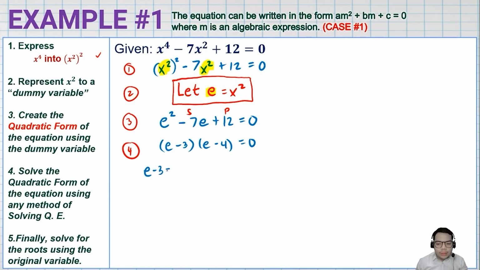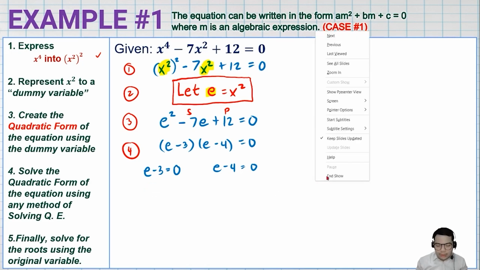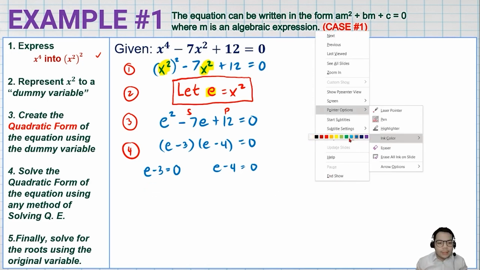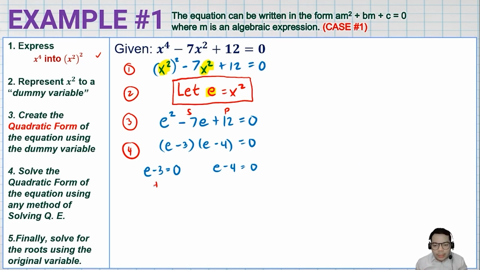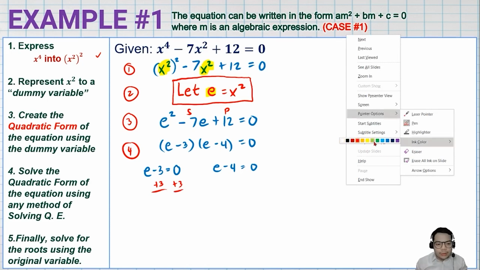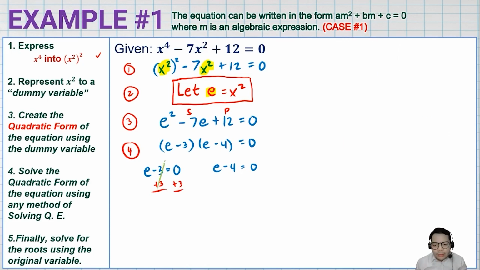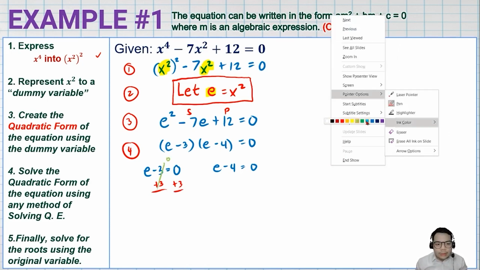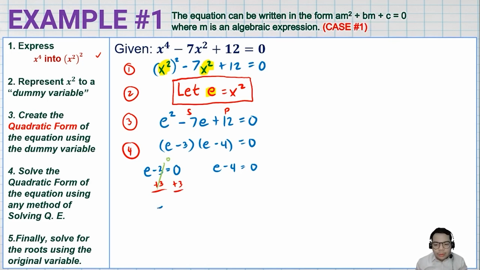So, e minus 3 is equal to 0. I-divide natin, di ba? Dalawang equation yan. Then, e minus 4 is equal to 0. So, from that, we can equate. Then, ang gagawin natin is, solve ko muna yung dito sa left side na equation natin. We add 3 for both sides. So, we can have an equation. Ano mangyayari dyan? Ito magiging 0 na. So, we'll end up on the equation having the value of e is equivalent to 3.